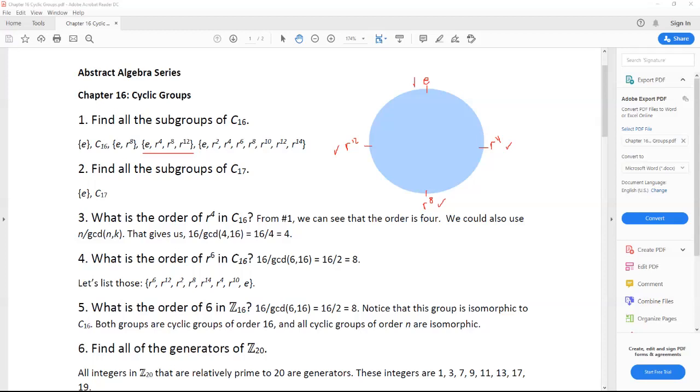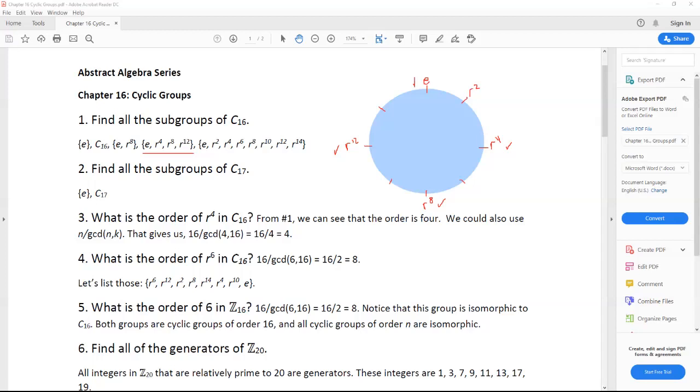And likewise, if we were to use r to the power of 2 and continue to allow it to generate itself, then we would go from r to the power of 2 to r to the power of 4, 6, 8, 10, 12, 14, and finally back to the identity. So these are all the subgroups of C16.